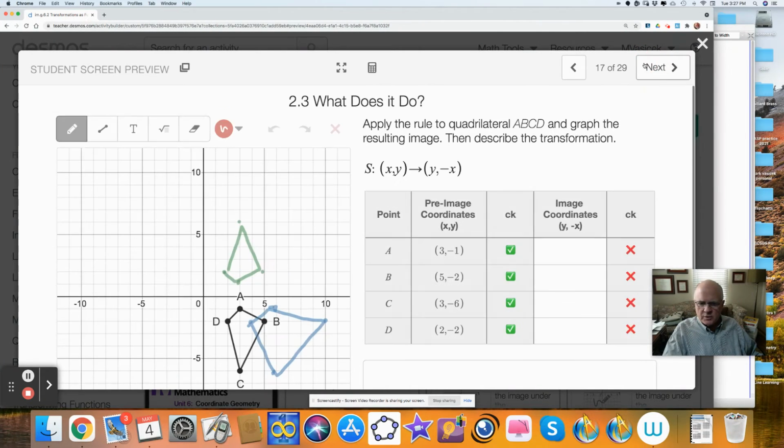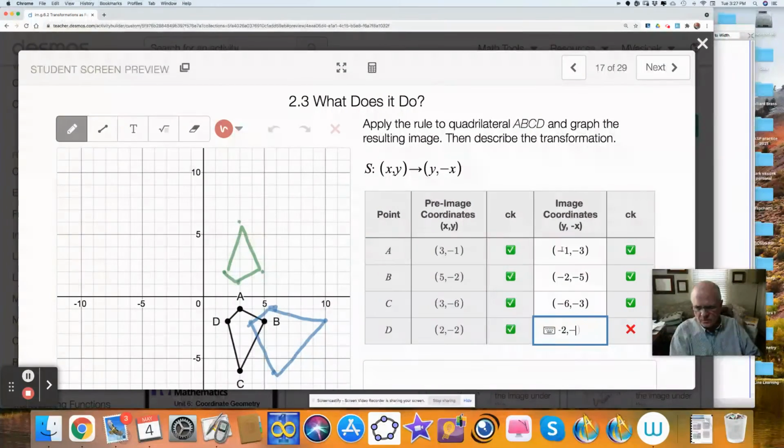The last one that we do is this one. We're going to swap places with the x and the y. We're going to change the sign of the x. So my y value to begin with is -1, and if I change the sign of 3, I get -3. Here I start with a -2. If I change the sign of 5, I get -5. Here I start with a -6, and I change the sign of 3, I get -3, and start with -2, and I go to -2.